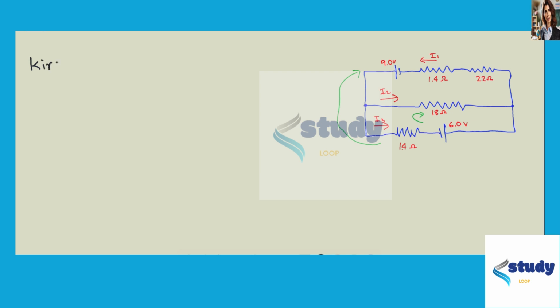While applying Kirchhoff's law, we'll be using two different rules. First is the junction rule, and the second is the loop rule. For the junction rule, we can take one of the junctions that we see here. So here are two junctions. Let's take the left one.